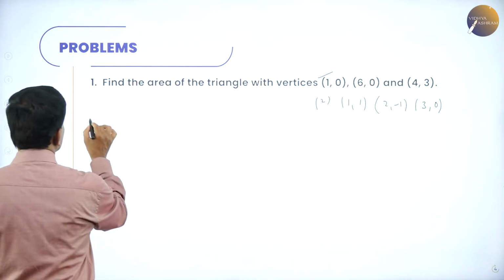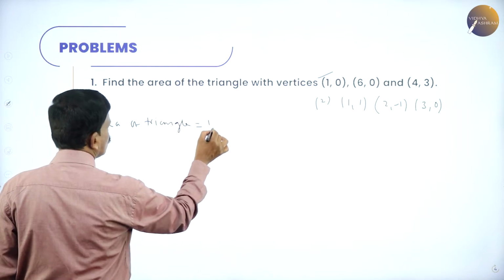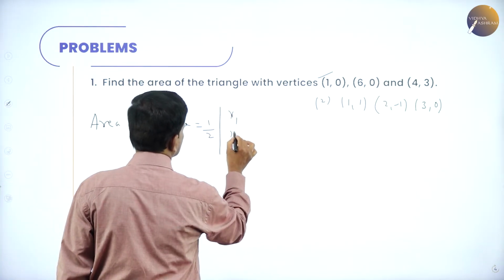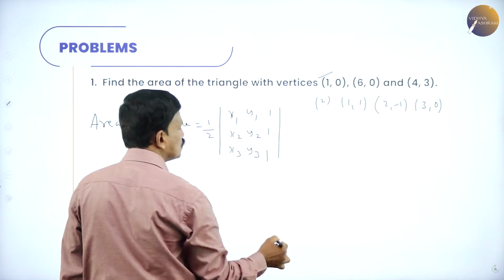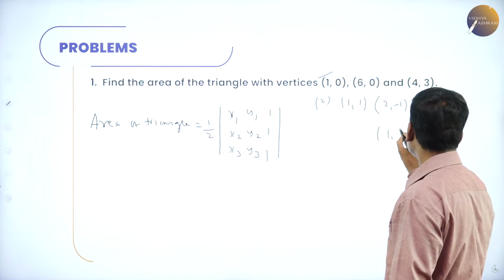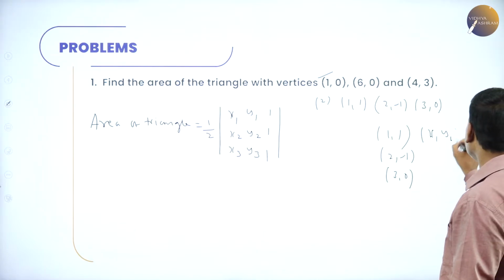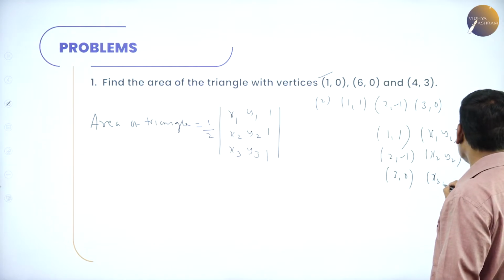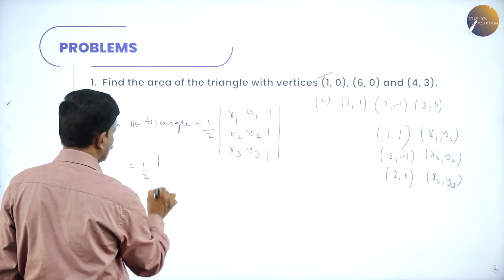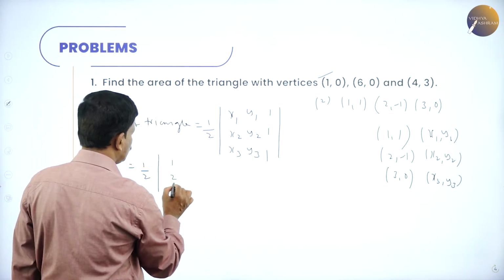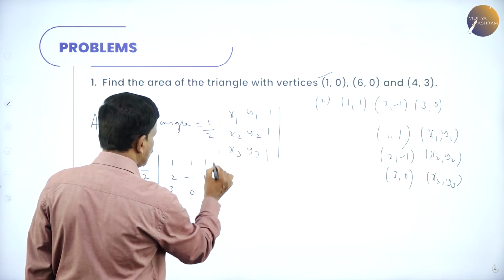Now, come to this problem. Now, the area of the triangle is equal to half into x1, x2, x3, y1, y2, y3, 1, 1 and 1. So, put it in order so that it is easy for you. 1 comma 1, 2 comma minus 1 and 3 comma 0. This is x1, y1, x2, y2 and x3, y3. Okay. So, this is equal to half into first x1, x2, x3, 1, 2 and 3. Y1, y2, y3 is 1, minus 1 and 0 and the last column is 1, 1, 1.